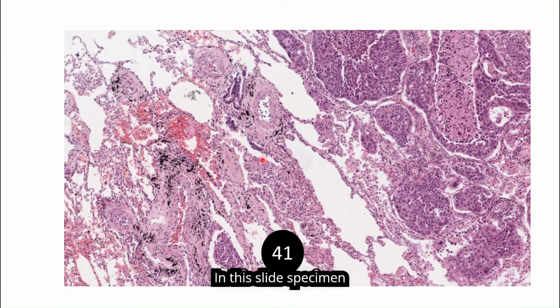In this slide, specimen is lung. You can identify by presence of alveoli, blood vessels, but abnormality lies here. Many nodular growths or malignant cells are seen in the lung parenchyma. So this is the carcinoma of lung, showing different structures related to squamous, and this is a squamous cell carcinoma.